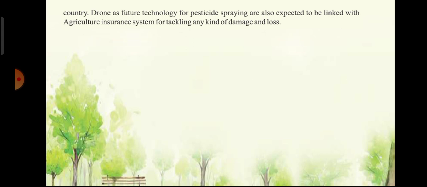Why drones are given so much preference these days? Because in the future days government is planning to use it in crop insurance system for tackling any kind of damage and loss. That means, as you know, nowadays climate change became a major problem, due to which we are frequently acquainting with many of the stress conditions. So in that manner crop insurance plays a major role.